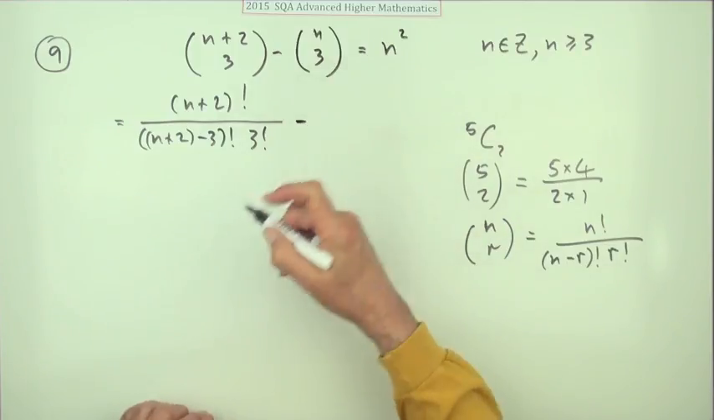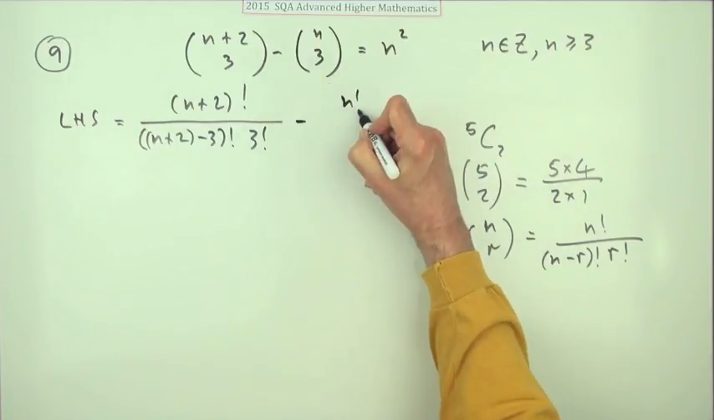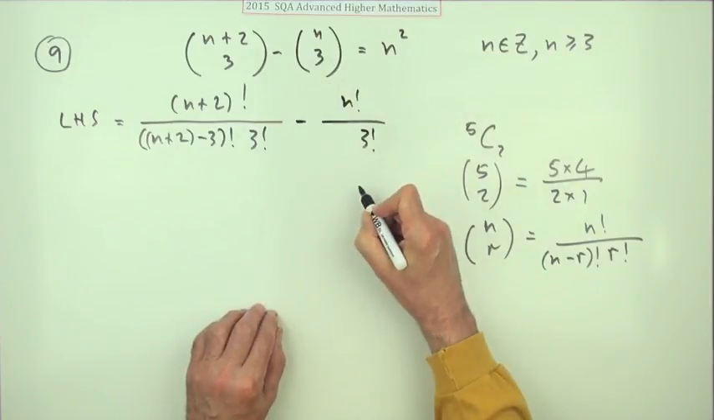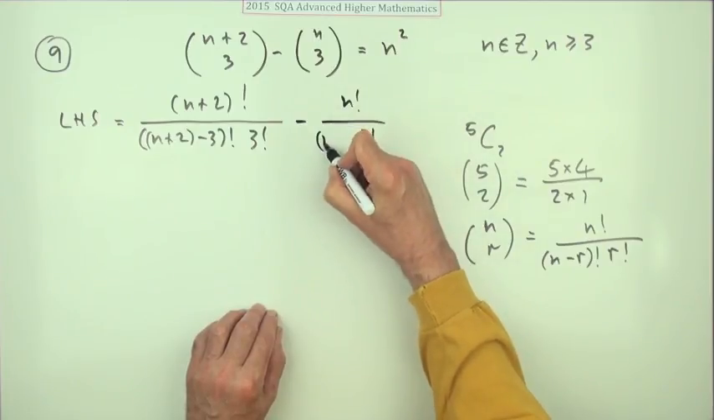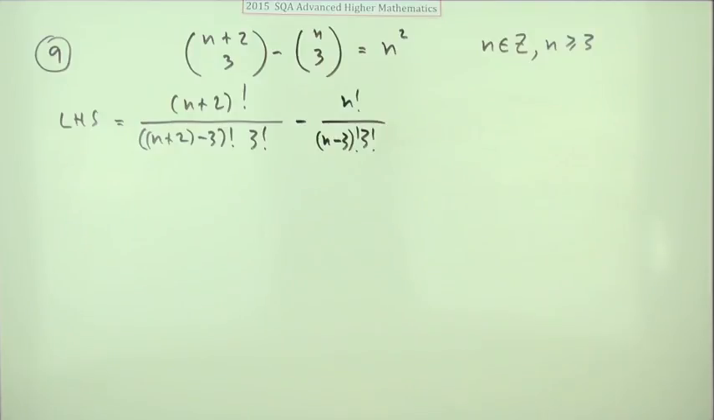And of course what I'm doing is an identity. I should be saying this is the left hand side. Right, and that's going to be n factorial over, yes, 3 factorial. And I only want the first 3 of them, so take away the rest, n minus 3 factorial. That appears to be the first mark.